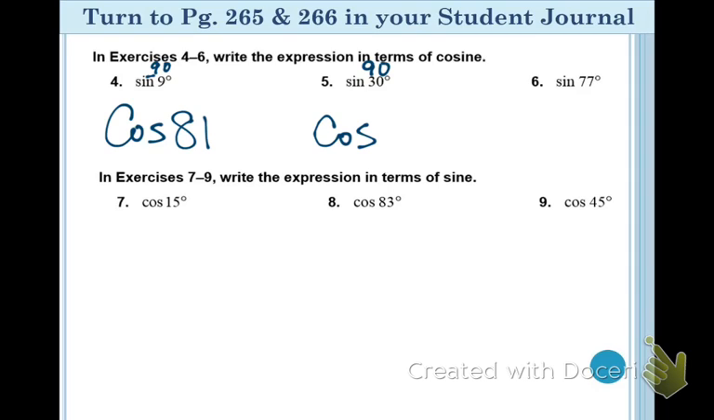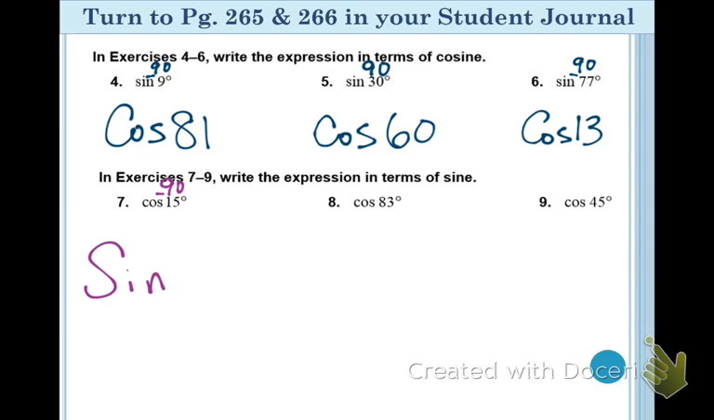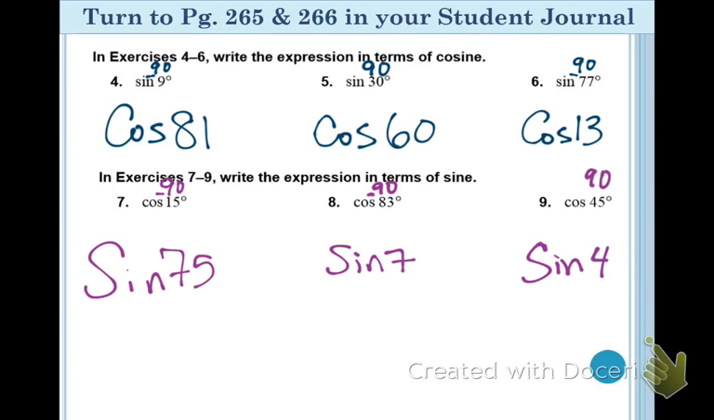All right, so rewriting sine in terms of cosine, we'd write cosine. What's 90 minus 30? 60. So cosine of 60. The next one, cosine: 90 minus 77 is 13. To rewrite in terms of sine, you do the same exact thing. 90 minus 15 is 75. 90 minus 83 is 7. And 90 minus 45 is 45. All right, those are the answers.